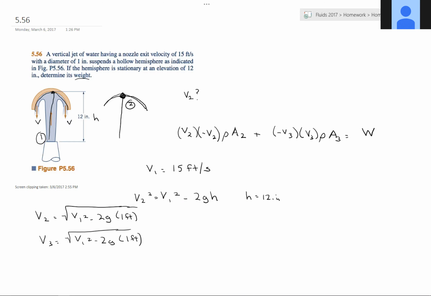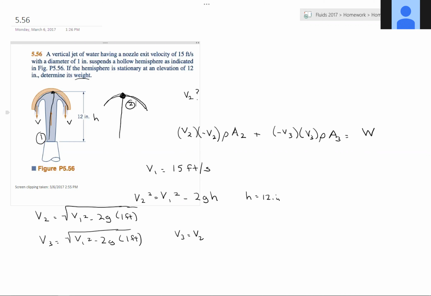V3 equals V2 because those two heights are the same, okay? That's the geometry of this problem. Yeah, we kind of skipped a step. So basically what we're saying is we're going up to here, where we hit the top, which is the area of that hemisphere, and then we come down from that top, which is V3, right?